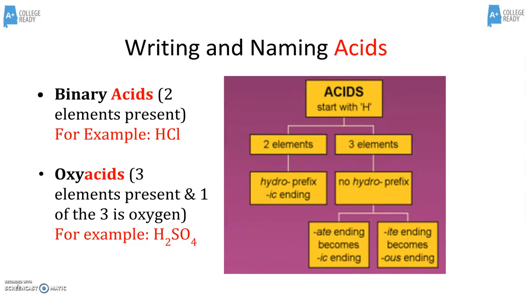In the example given to you for our oxyacid, H2SO4, you must look: yes, we have an H, and we have more than 2 elements. Then I recognize that my SO4 is sulfate, therefore its suffix will change to ic. So now my acid name is sulfuric acid.